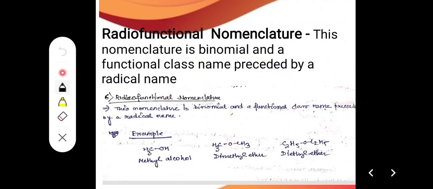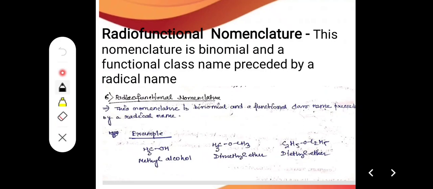Then we consider radicofunctional nomenclature. This nomenclature is binomial, with the functional class name preceded by the radical name. Example, methyl alcohol, CH3OH. Suppose some radical is there; what radical? The methyl radical. If we imagine methyl alcohol undergoing homolytic fission, we consider the developed radical as the methyl radical. By this analogy, the OH group attached to the methyl radical is termed methyl alcohol, or better, methanol.